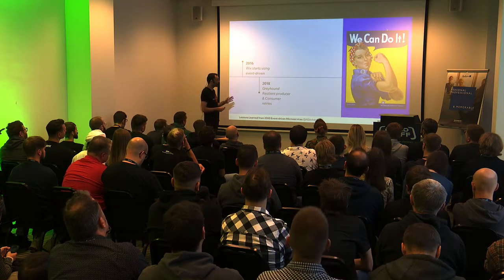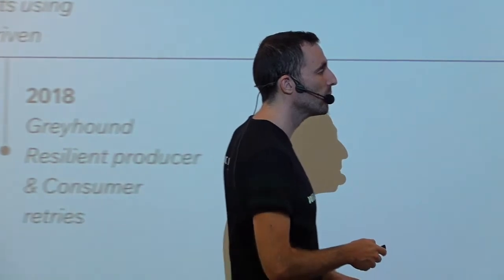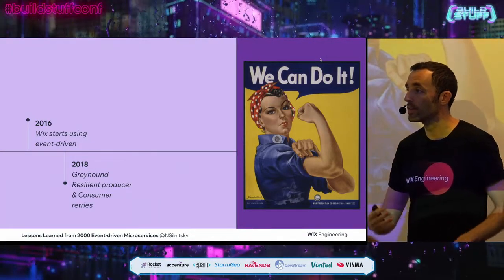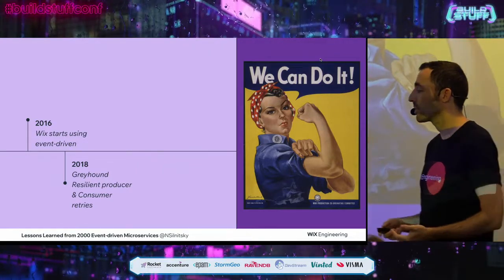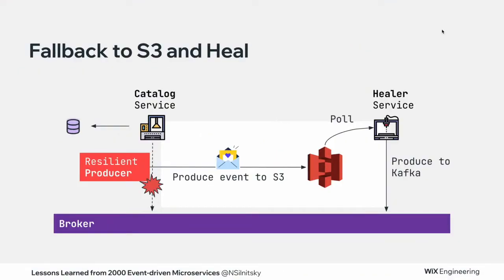Good. So in 2018, Greyhound was already up and running, with a resilient producer and a resilient consumer, and developers started getting more confidence in using an event-driven architecture, because even if something goes wrong, you still have a method to make it right again. But the resilient producer started causing its own issues. So we produced to S3, and maybe you can think about what kind of issue can happen here.